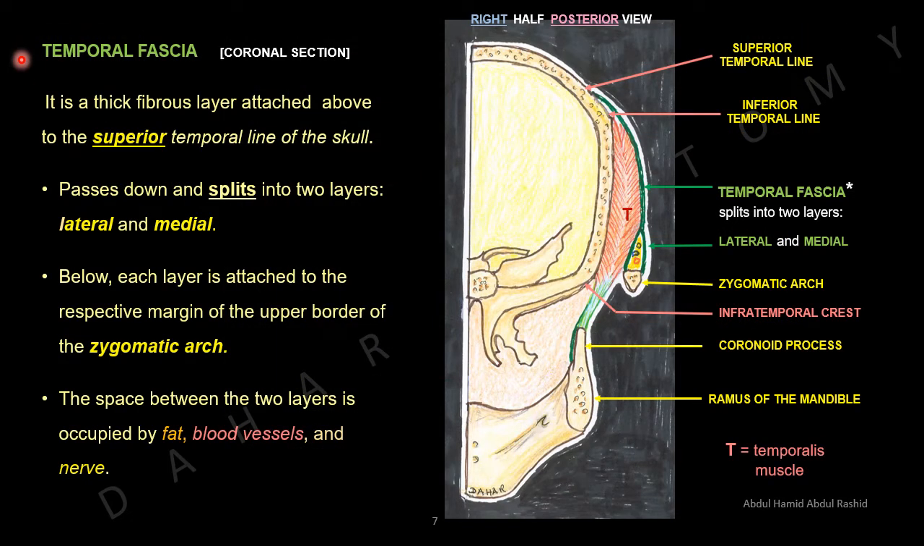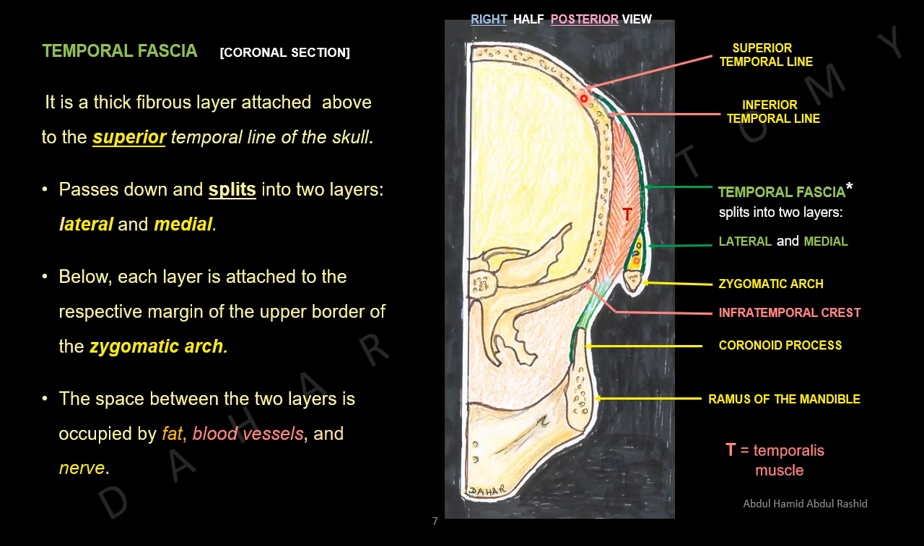Temporal fascia. Let's see the diagram first. This is the coronal section, and we are showing the right half looking from behind. Coronal section of the right half of the skull, we are looking from behind. This is the right side. This is the medial side. Now let's talk about the temporal fascia. Let's identify the structures first.